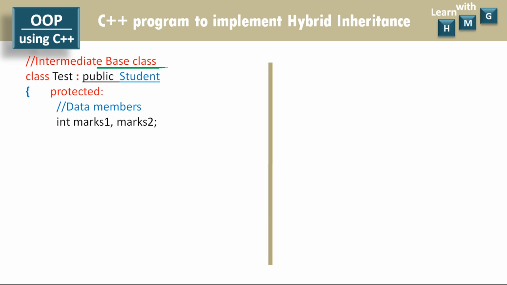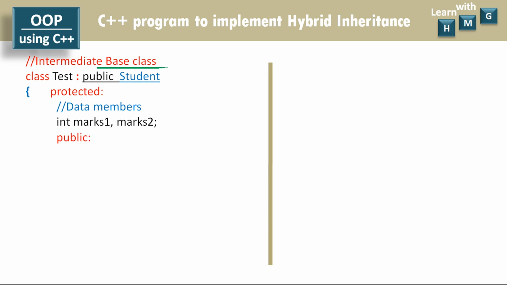If they are declared as private, then we cannot access these 2 data members to find the total, because there will be the restriction, that is, private members are not allowed to be accessed out of the class, but protected members are allowed to be accessed in the immediate derived class.